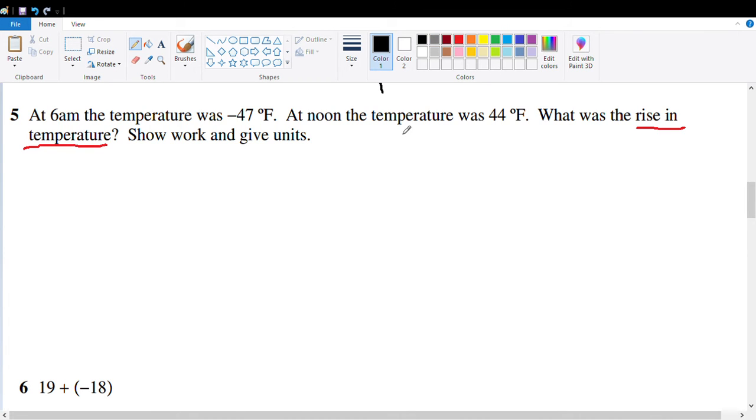So if you guys still don't know what operation we're going to do, instead of temperature, think gas price. How much did the gas price increase from $3 to $4? You guys should have known it's $1, right? So how did you do it? Did you add $3 and $4 to get $1? No, what we did is we subtract. So again, we're going to subtract.